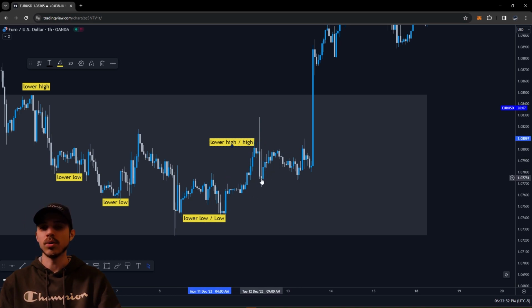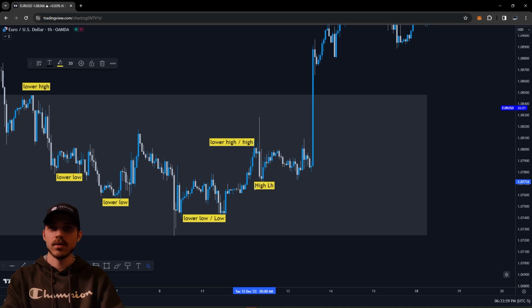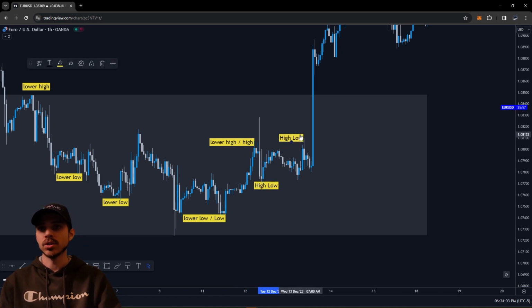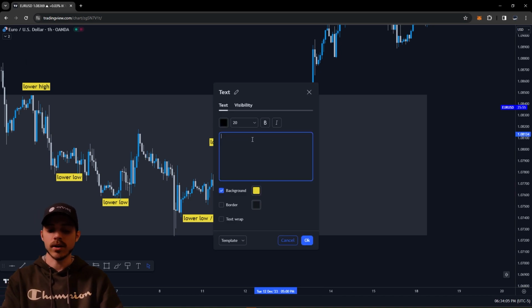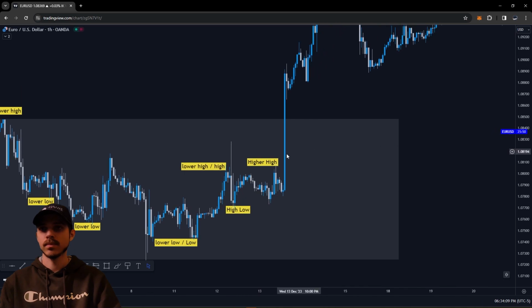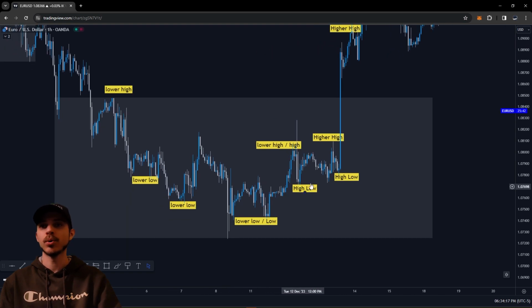So this would be our first higher low. And then as the market trends up, we would get a higher high, like so, then a higher low right here. And then you'd get your next higher high up here, so on and so forth. So it's really important that you're able to identify when a market structure is shifting.